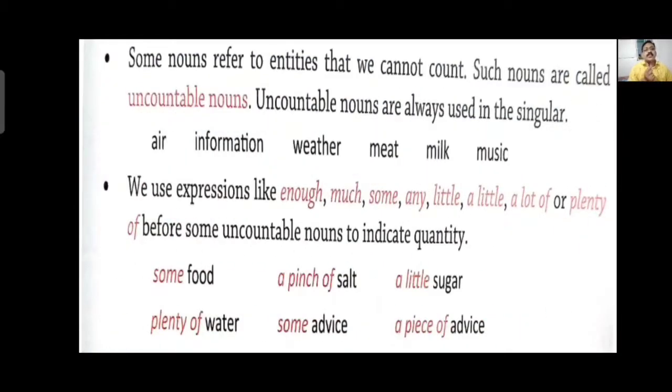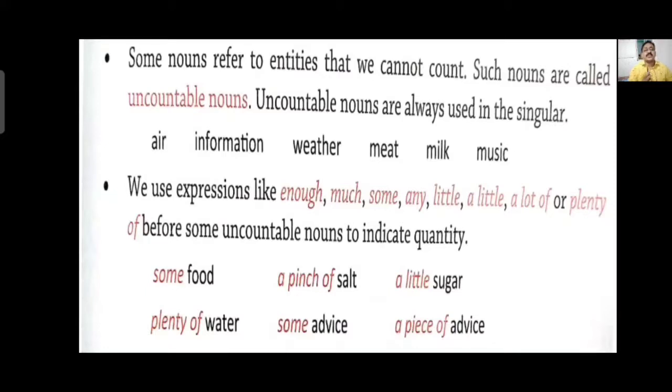Some nouns refer to entities that we cannot count. Such nouns are called uncountable nouns. Uncountable nouns are always used in singular. Means you cannot count these nouns, like air, information, weather, meat, milk and music. These are all nouns, but we cannot count them. Air is around us, we cannot count it. Weather also keeps on changing, but we cannot count it, neither meat, milk, music. Many such nouns are there. Your hair, sand, water, many things are there which you cannot count. So these are all uncountable nouns.